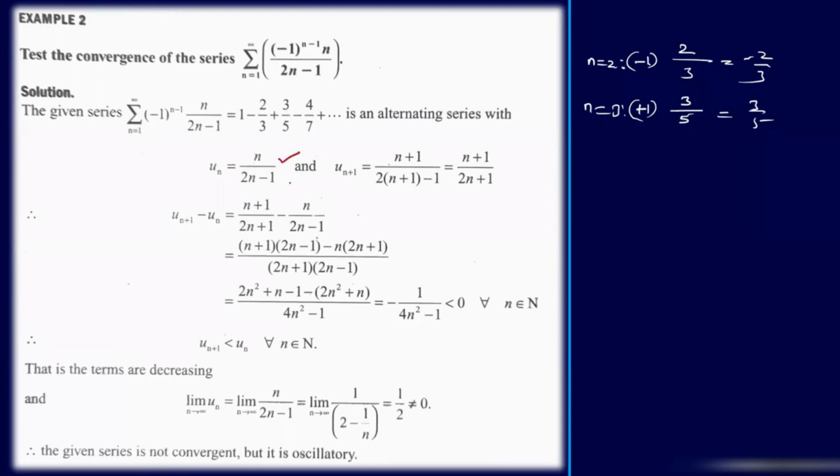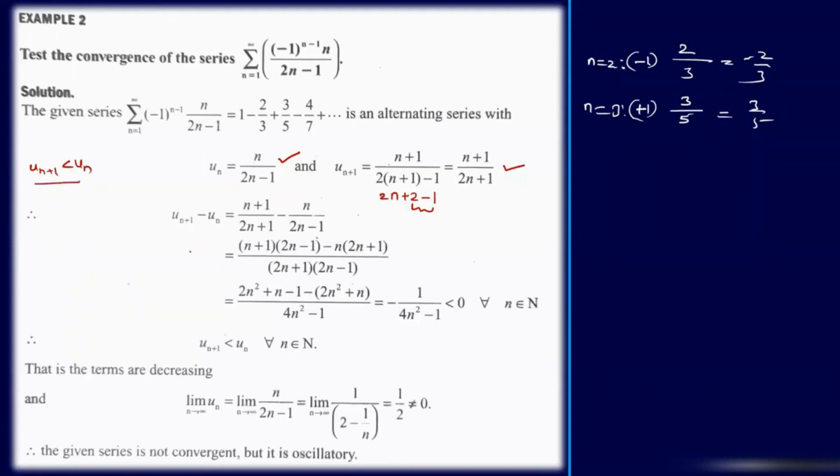Now similarly, if you calculate u(n+1), you need to replace n by n plus 1. The numerator remains n plus 1, but in the denominator we have 2n plus 2 minus 1. So 2 minus 1 is plus 1, that's how we get 2n plus 1 in the denominator. Therefore u(n+1) is n plus 1 divided by 2n plus 1. Now we are verifying whether u(n+1) is less than u(n) or not. That's how we'll get the decreasing order.